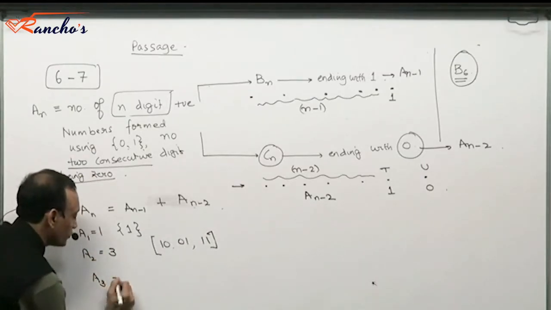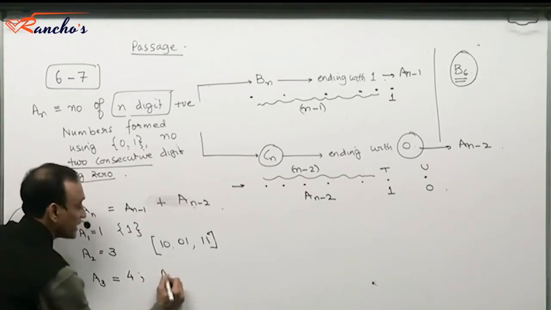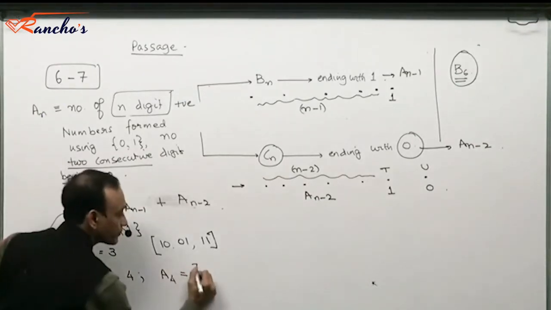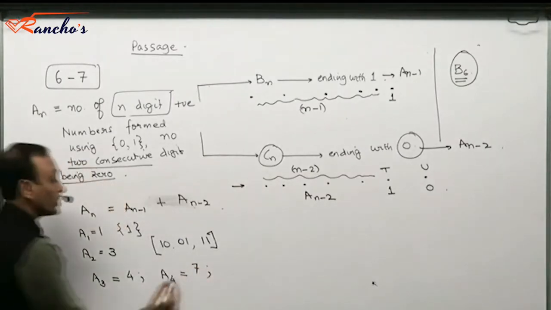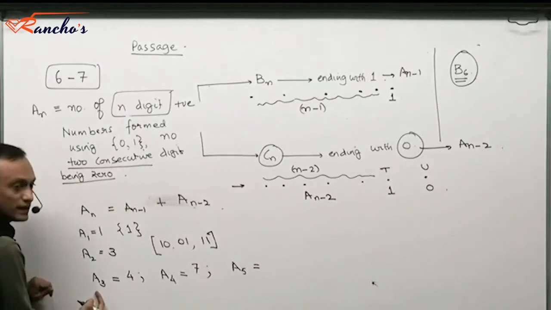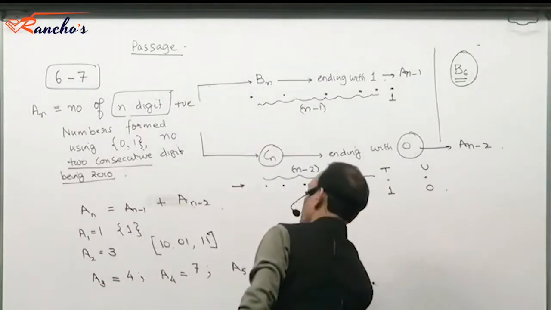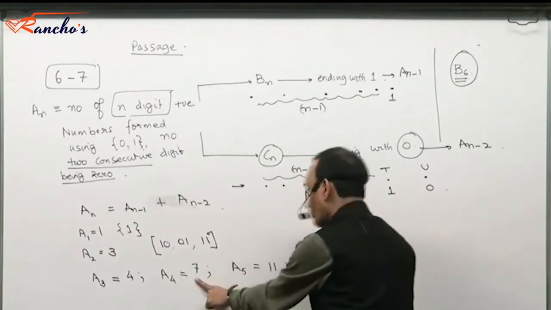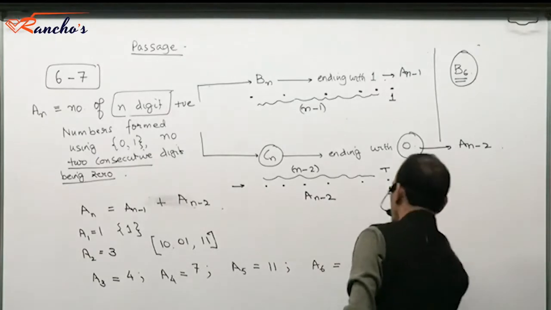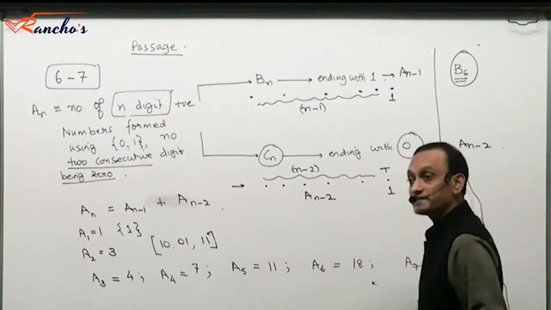A3 would be what? A2 plus A1? 4. What is A4? A4 would be A3 plus A2? 7. Yes or no? What is A5? A5 would be A4 plus A3? 11. What is A6? A6 would be A5 plus A4? 18. And so on and so forth. What would A7 be? 18 plus 11? 29. And so on and so forth.